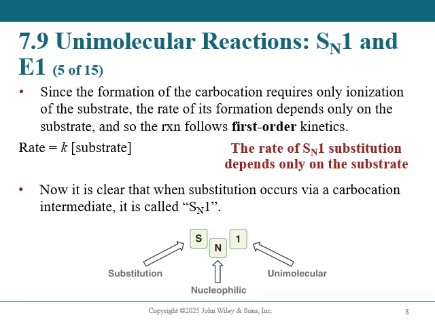Since the formation of the carbocation requires only ionization of the substrate, the rate of its formation depends only on the substrate. So the reaction follows first order kinetics like we have mentioned before. So SN1, we kind of discussed already what this meant. S stands for substitution, N for nucleophile or nucleophilic. And in the case of SN2, the 2 stood for bimolecular. In this case, we have 1, so it's unimolecular.